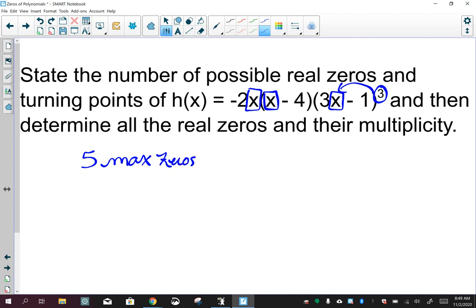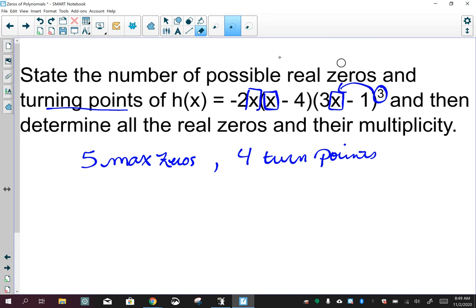My turning points is going to be whatever this answer is here, minus 1. So that means I have 5 max zeros and 4 turning points. Okay. So we got that piece out of the way. Now what we want to do is determine the real number zeros and their multiplicity.